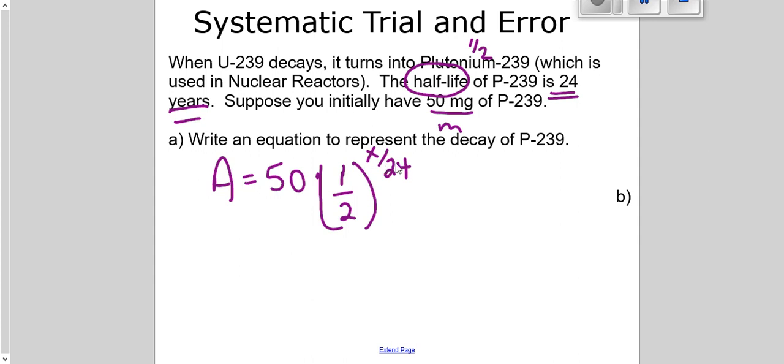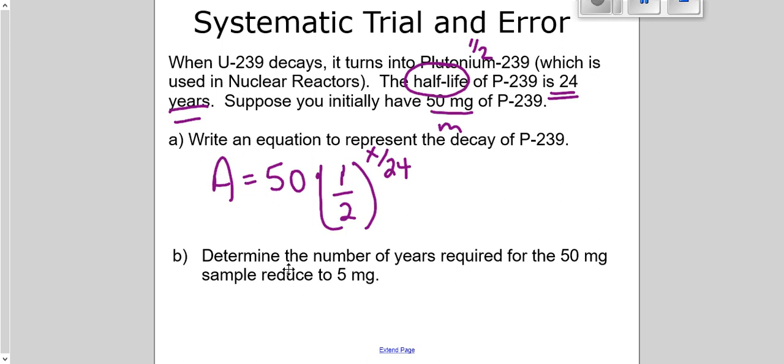Okay, so that represents the x over 24. That's the time that it's taking for it to occur. It's taking 24 years, so we have to divide by 24. Now, determine the number of years required for 50 milligrams to reduce to 5.